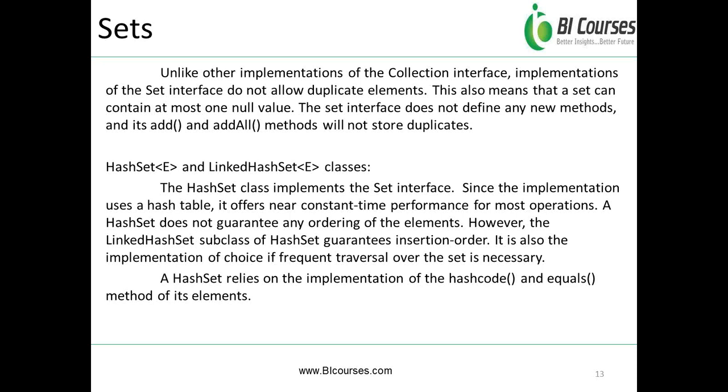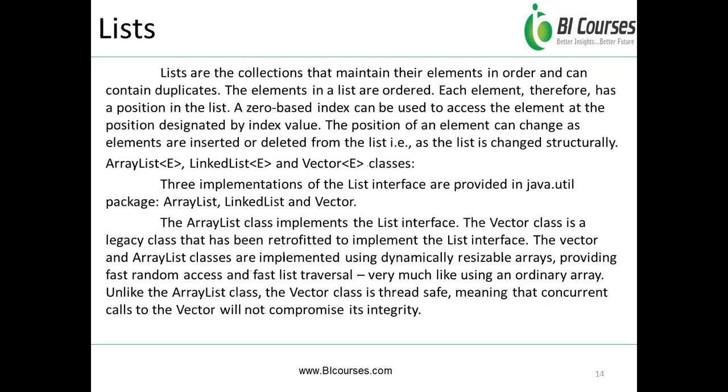Hash set and linked hash set classes. The hash set class implements the set interface. Since the implementation uses a hash table, it offers near constant time performance for most operations. Hash set does not guarantee any ordering of elements. However, the linked hash set subclass of hash set guarantees insertion order. It is also the implementation of choice if frequent traversal over the set is necessary. A hash set relies on the implementation of the hashCode and equals methods of its elements.